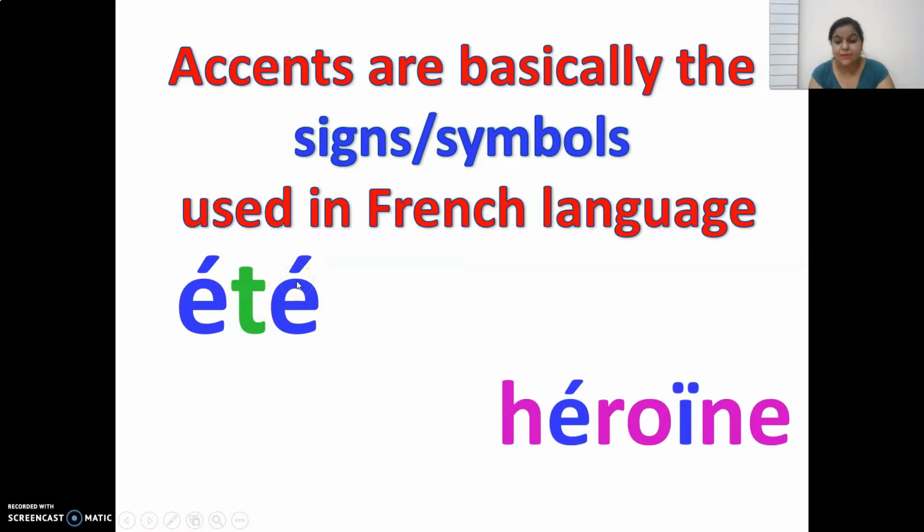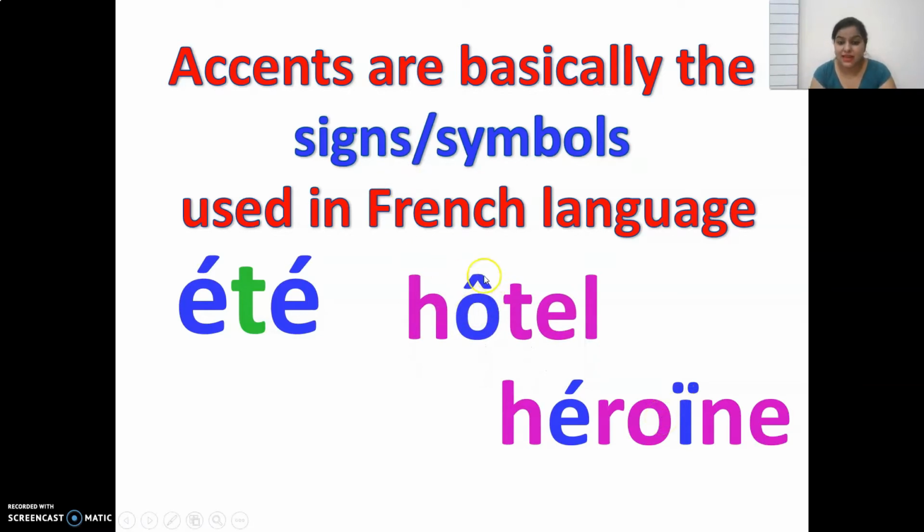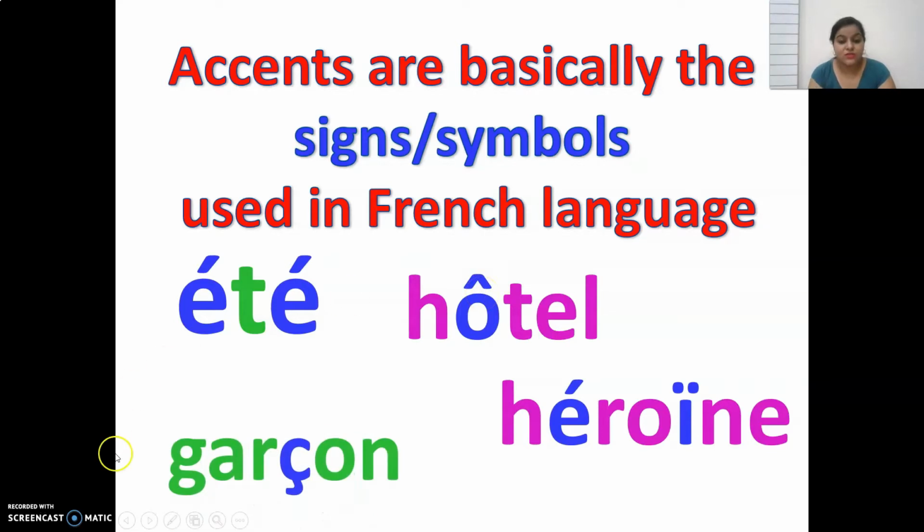Let's see another example. Héroïne. So the sign over the E and the sign over the I are accents. Hôtel. That is also an accent over O. Garçon. So can you see this line under C? This is also an accent. So these signs that you are seeing in these words are known as les accents in French, and they are the symbols basically used in French language.